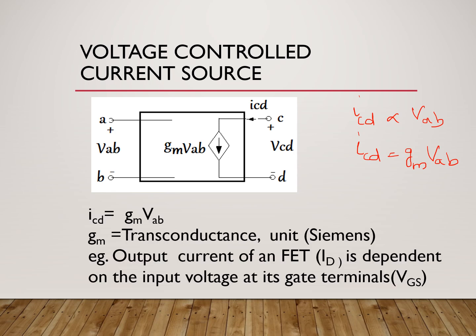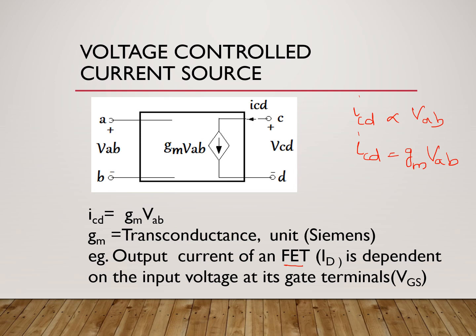So an example of a voltage controlled current source is an FET, or a field effect transistor. A field effect transistor has three terminals, a gate, drain and source. The input voltage, or the VGS, controls the output current. So FET is an example of a voltage controlled current source.